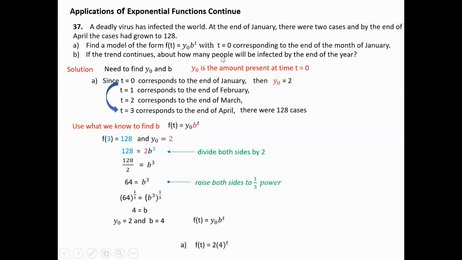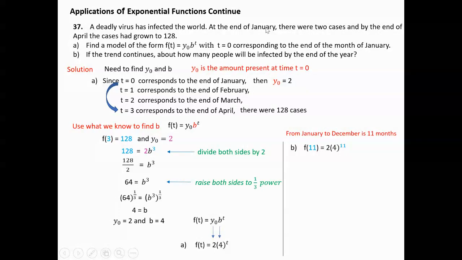If the trend continues, how many people will be infected by the end of the year? So again, let's count from January to December. It's going to be 11 months. Why? Because at the end of January is where it started, so the end of December is going to be 11 months. So that's why we're going to evaluate f of 11, which means we're going to plug in 11 for the t in the formula.